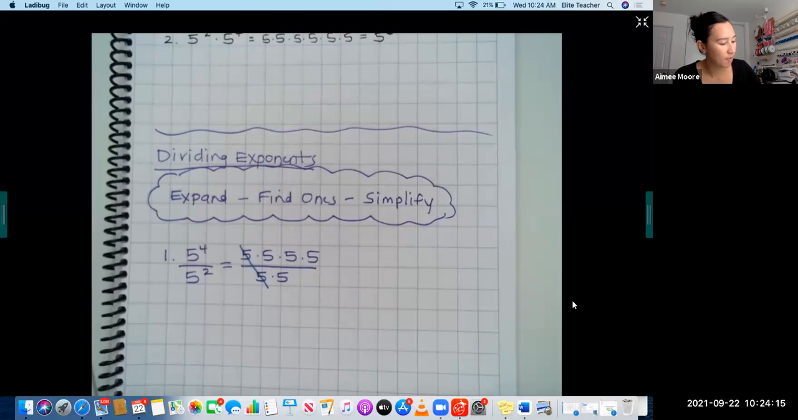Then we have another 5 divided by 5 that we can cross off. And so now we are just left with 5 times 5 in the numerator on the top of our fraction. And so this simplifies to 25. So we expanded, then we crossed off our ones, and then we simplified. Any questions on number 1?